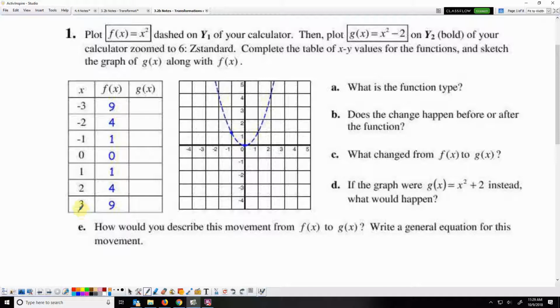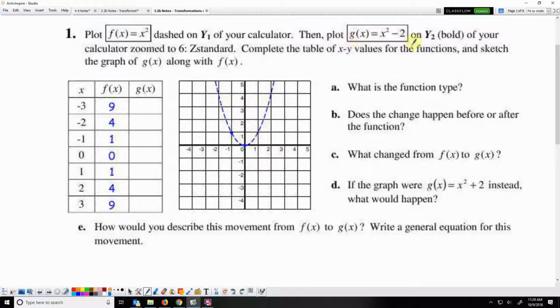Here are my x values, and if I square them, these are my y values, or my outputs. Negative 3 squared is 9, negative 2 squared is 4, negative 1 squared is 1, and so on. And that is right here in this dashed parabola. So that's f of x.